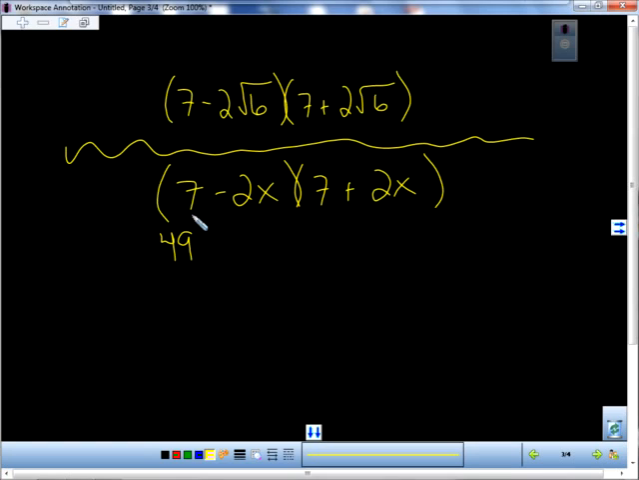Outside, 7 times 2x is 14x. Inside, we get negative 14x. And last terms, I would get negative 4x squared. Right? We understand that, yes? So we're just FOILing. So we're going to use this same philosophy for this problem.